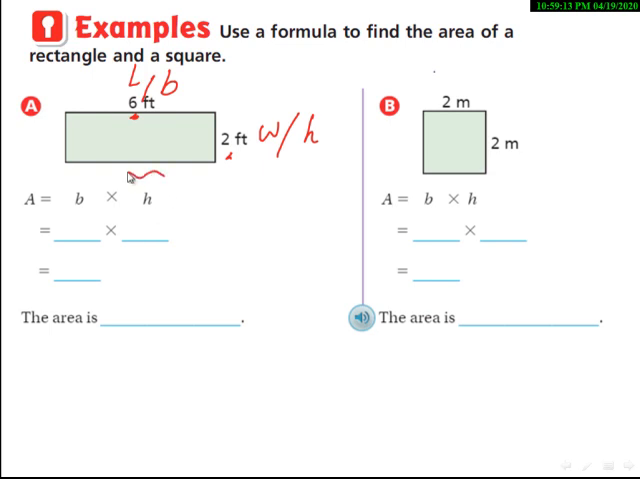How can I get the area? Use the new formula. Base times height. So 6 times 2 equals what? Great, 12. So to find an answer, the area is 12. 12 what? 12 squares.